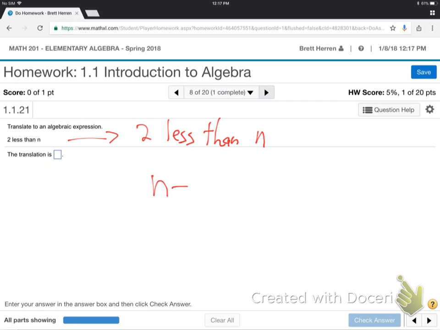Is it n minus 2? Or is it 2 minus n? It's n minus 2, because less than signifies that you switch the order. Does it? Is that right? Does the less than switch the order? Seems like some of you are pretty confident, but some aren't sure.